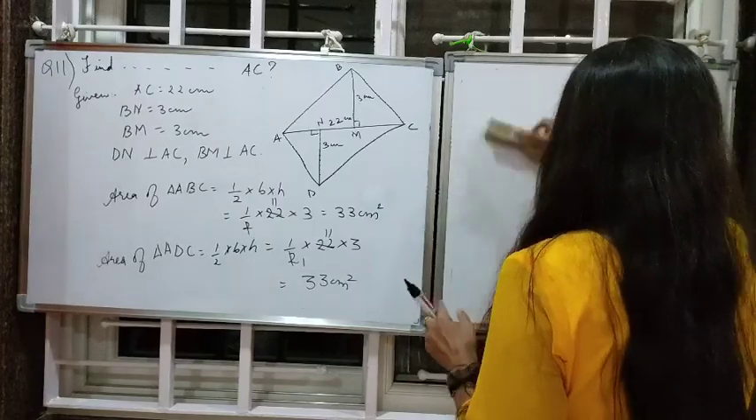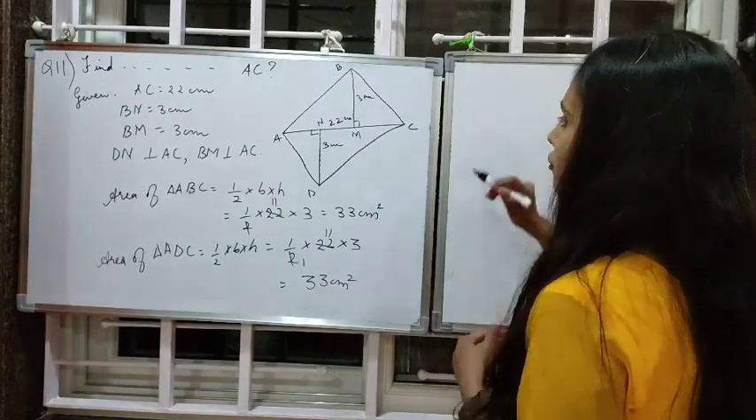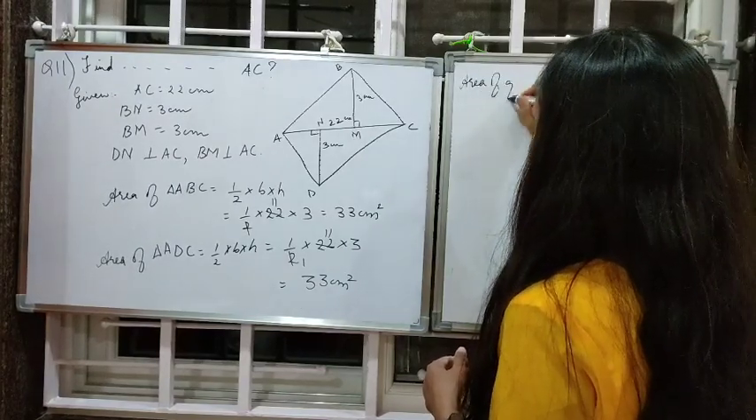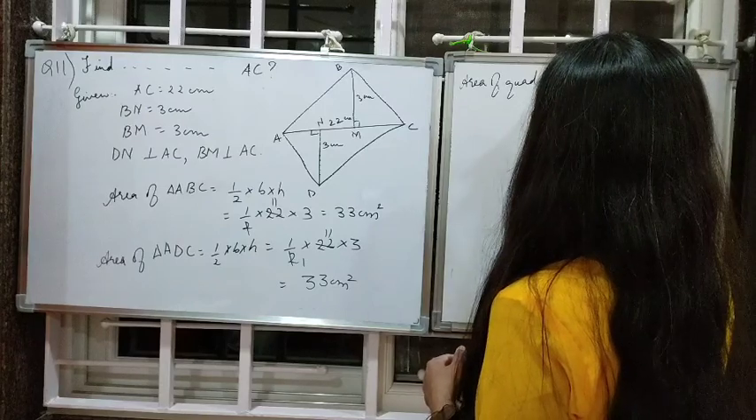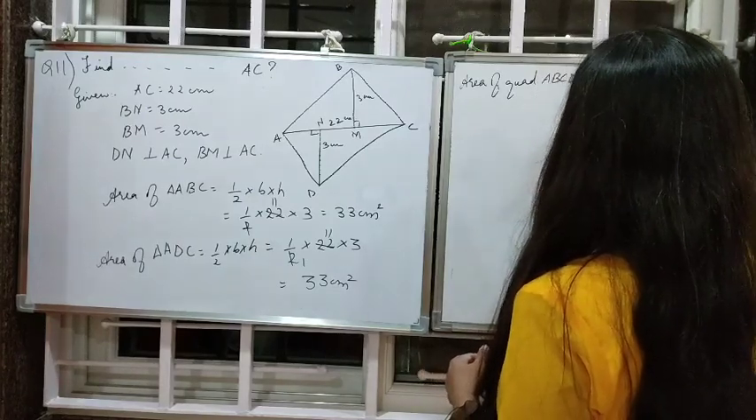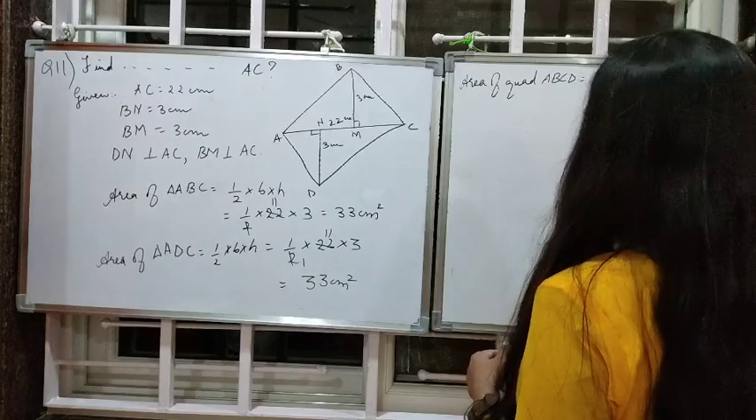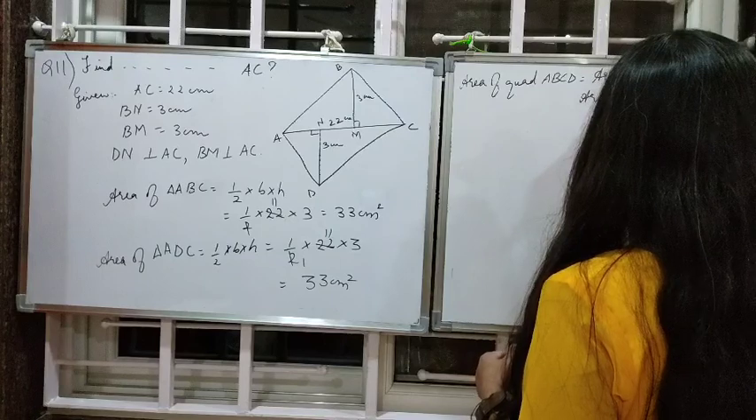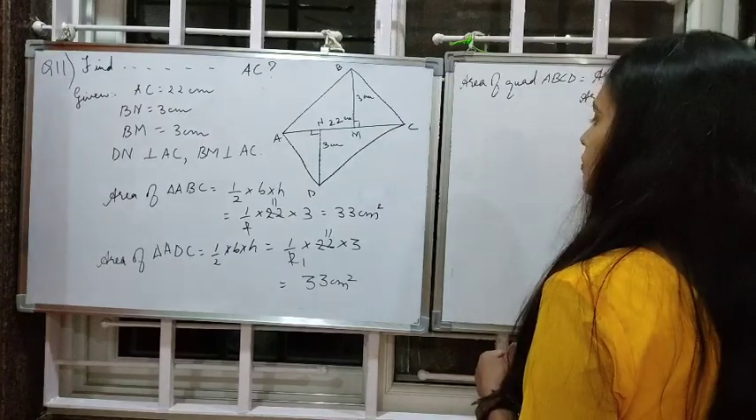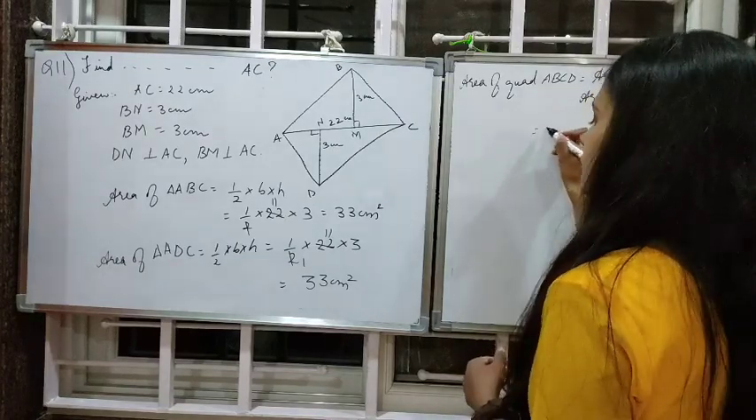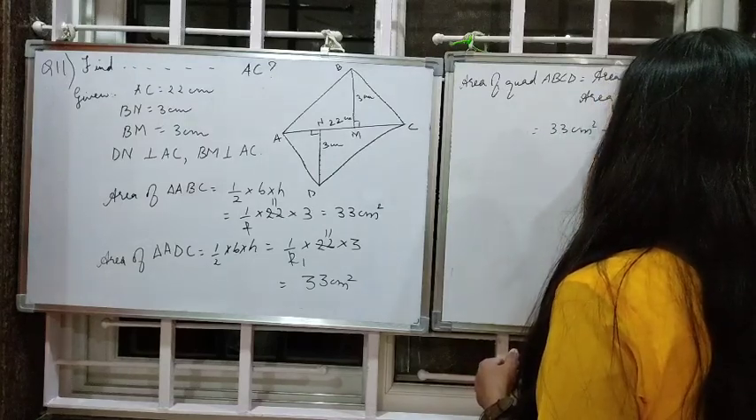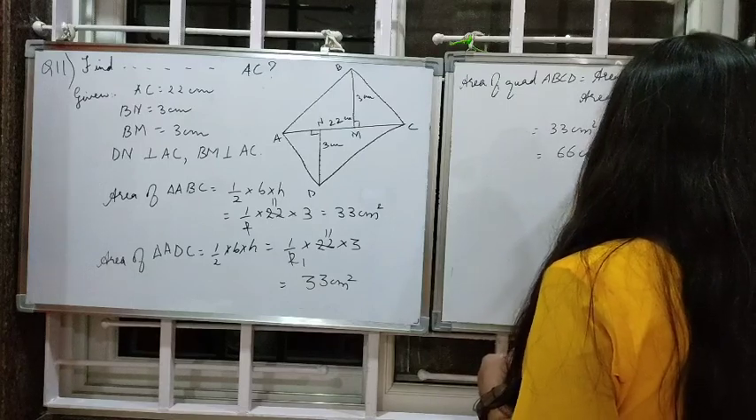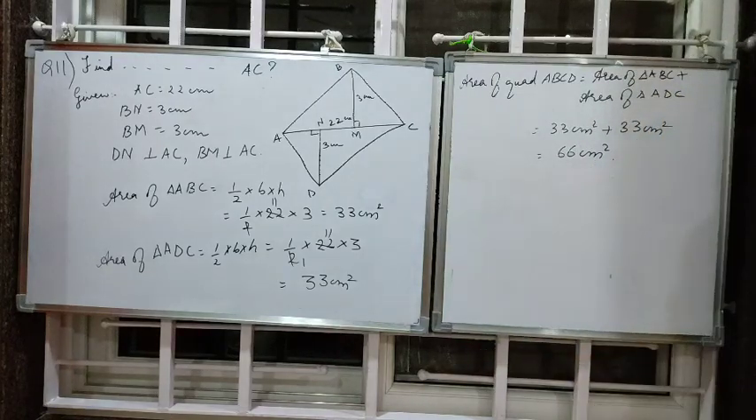Now, we have to find the area of quadrilateral ABCD. So, area of quadrilateral ABCD is equal to area of triangle ABC plus area of triangle ADC, which is equal to 33 centimeter square plus 33 centimeter square, which is equal to 66 centimeter square.